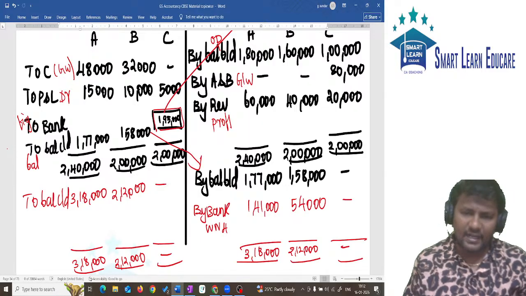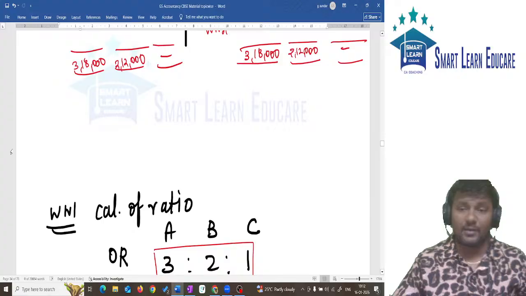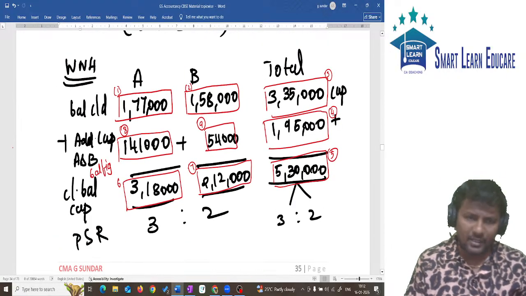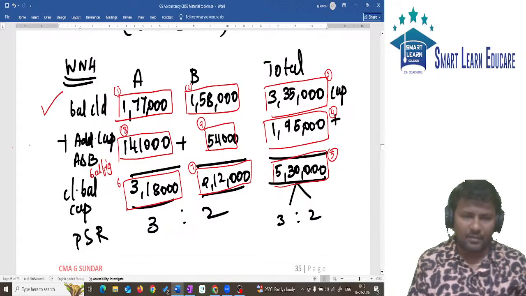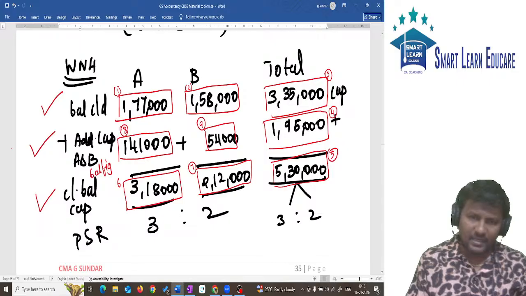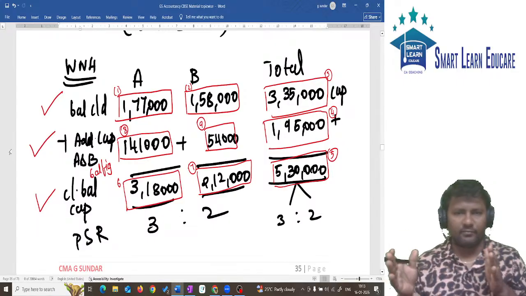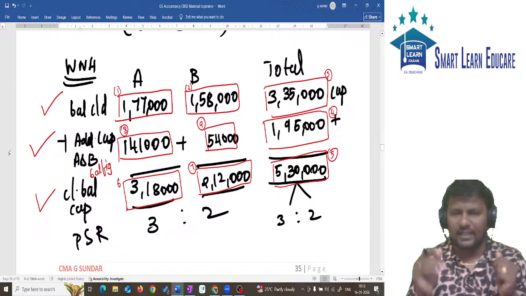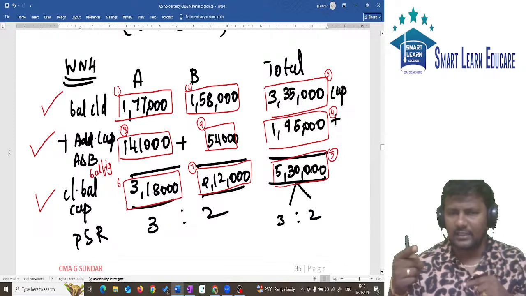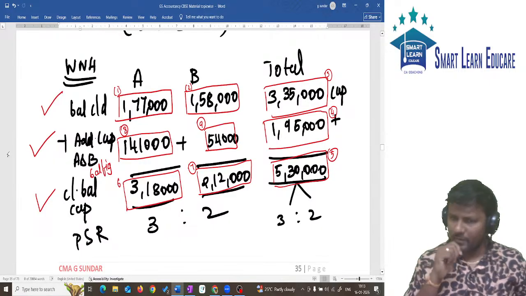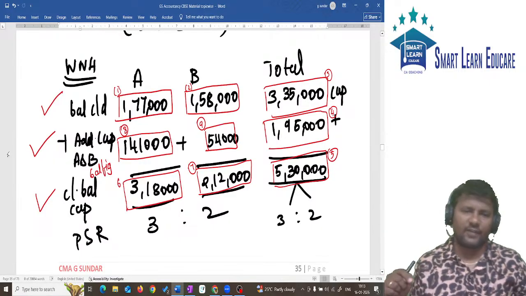And then we had a capital proportionate adjustment. Capital proportionate adjustment is important in this question. First we had the opening balance of capital. With the opening balance, add additional capital and it will give you closing capital. Opening balance of A and B individually I find, and the total of A and B is 3,35,000. With the total 3,35,000, additional capital of 1,95,000 should be added. You will be getting a closing balance of 5,30,000.